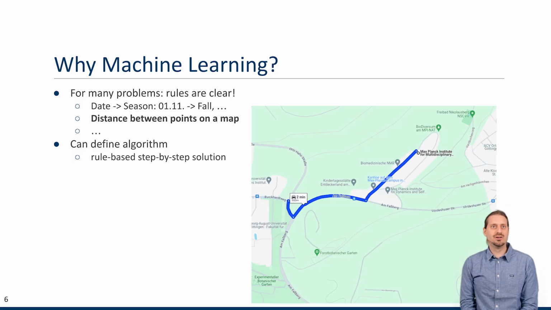And there are, of course, also more complex problems, like determining the distance between points on a map, as you see on the right-hand side, things you do in a navigation program, where normal programming works quite well. Although the algorithm for this would be a bit more complex than the date-to-season example, we can still write down an algorithm, which means a step-by-step solution defined by clear rules from the data. So for these kinds of problems, we use normal programming. We don't need machine learning to deal with these.